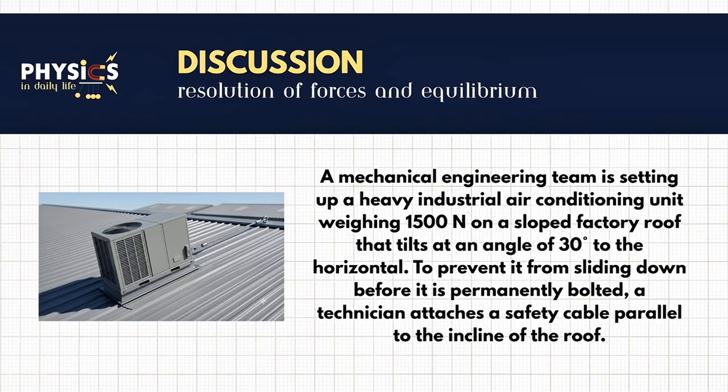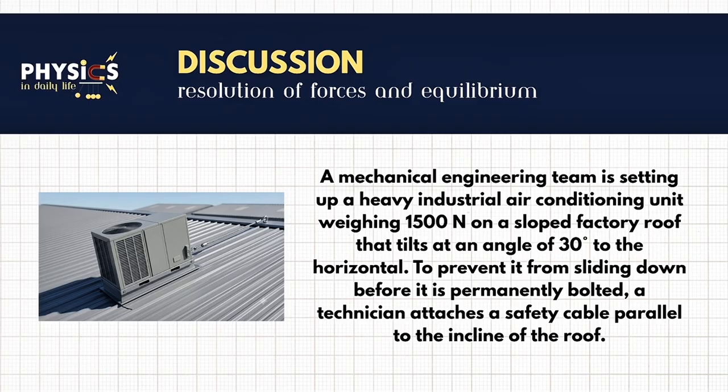To mitigate this risk and ensure absolute safety during installation, a technician has attached a safety cable, which you can see represented by this line running parallel to the roof's incline. The primary function of this cable is to exert an opposing pulling force, known as tension. By strategically introducing this tension, we are effectively counteracting the downward gravitational force. This creates a state of static equilibrium where the net force acting on the object becomes zero, ensuring the unit remains completely stationary and secure.